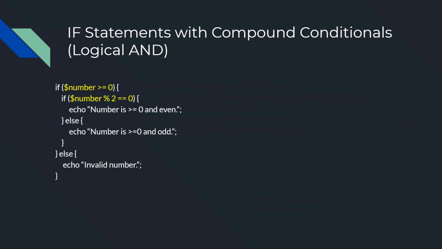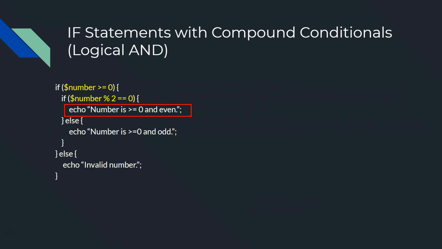Here in the example, you have the one I highlighted in yellow. Those are the conditions. We have two if statements in here. It's a nested if statement, right? The first one is checking if the number is greater than or equal to 0. If it is, then inside the if block, we check the number again to see if it's even, meaning it's divisible by 2. If so, then we echo the statement number is greater than 0 and even.